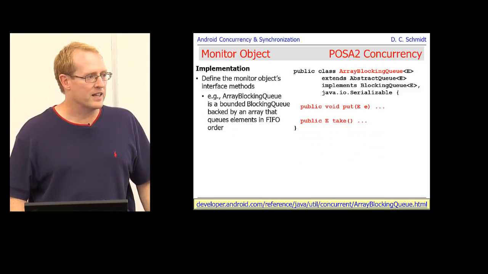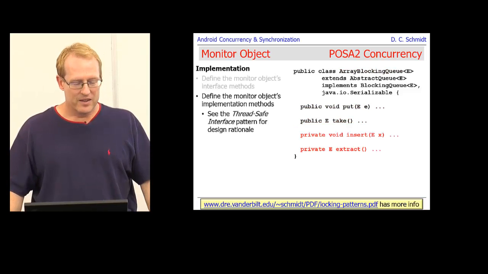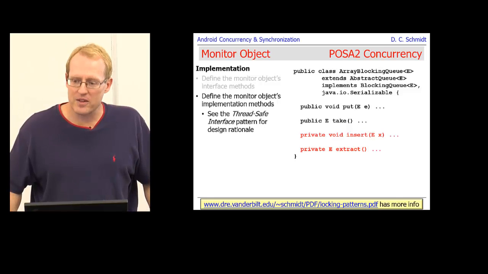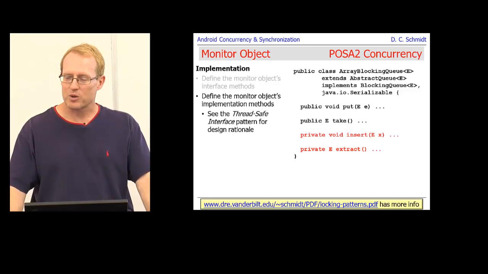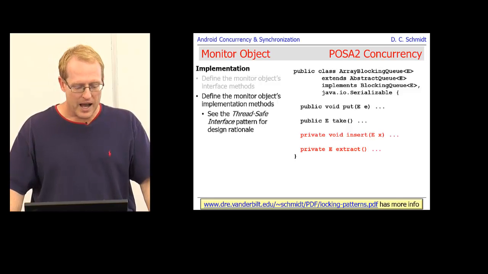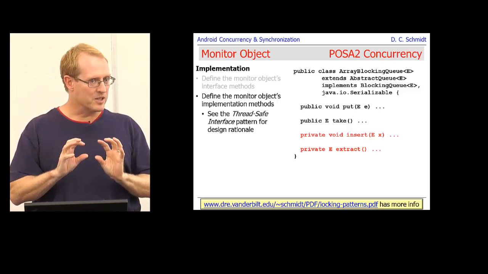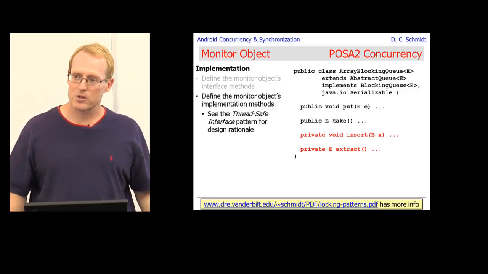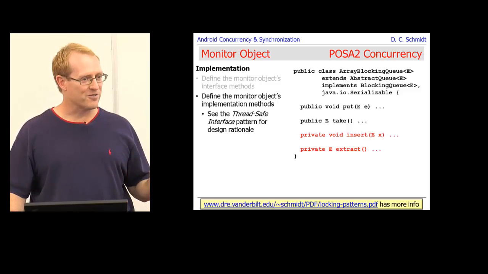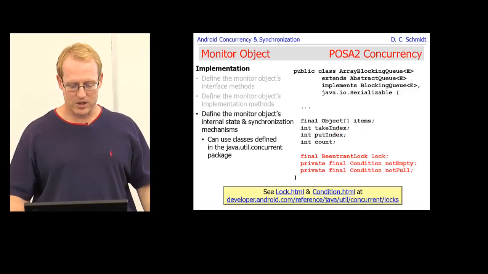So the first thing you do is define the interface methods, put and take, just like our example before, except they're generic. The next thing we do is we define our implementation methods, which in the case of the array blocking queue are called insert and extract. And we're going to look at these in more detail in a second. This particular way of doing things, having interface methods and implementation methods that are private, is something that's called the thread-safe interface pattern. That's another POSA2 pattern. In the interest of time, I'm not going to define it right here, but you can take a look at the link and learn more about thread-safe interface. It's a very useful idiom to simplify concurrent application code.